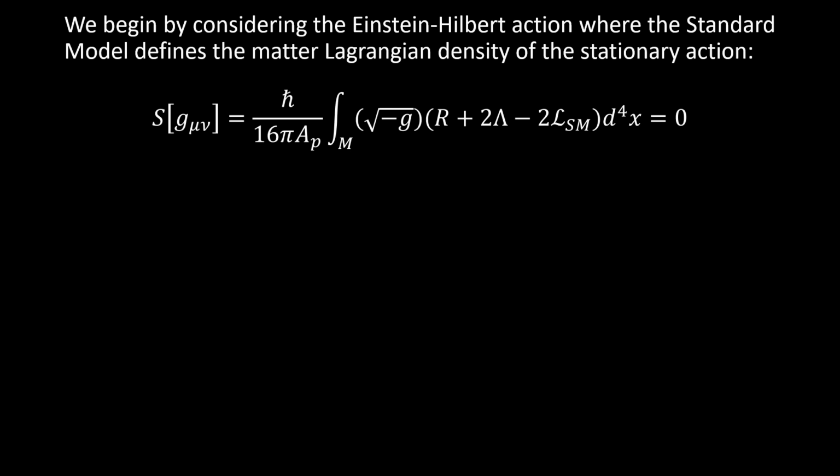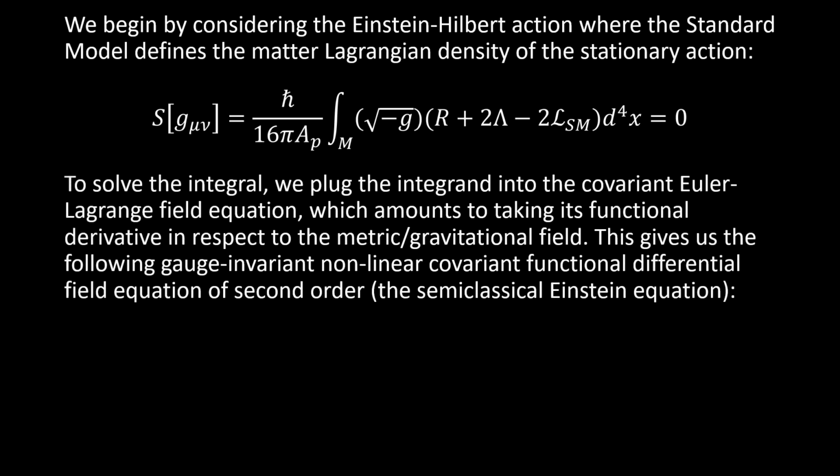I didn't mention this prior, but you see the g under that square root? That's the determinant of the metric tensor. To solve the integral, we plug the integrand into the covariant Euler-Lagrange field equation, which amounts to taking its functional derivative in respect to the metric, otherwise known as the gravitational field. This gives us the following gauge-invariant, nonlinear covariant functional differential field equation of second order, which is the semi-classical Einstein equation.